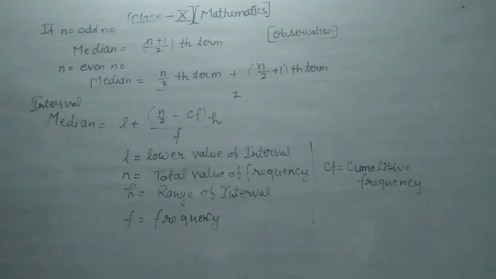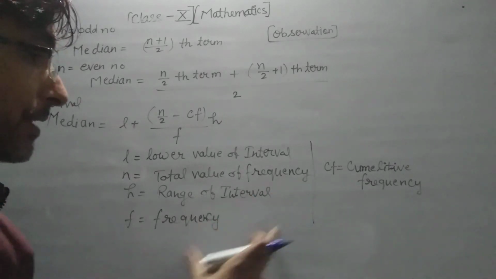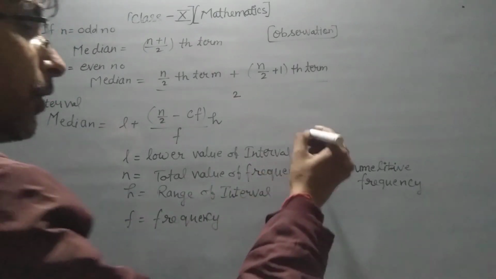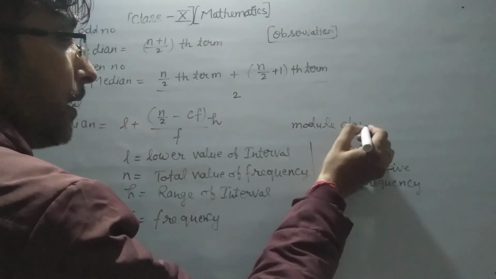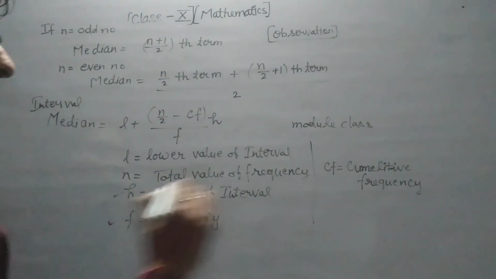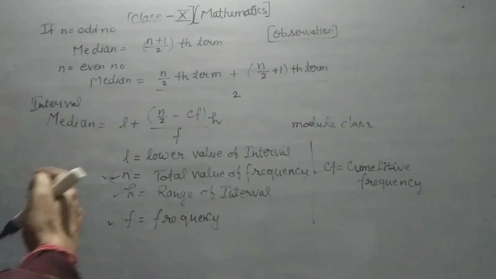Okay, this is known as cumulative frequency, and this is known as frequency only, and that frequency is found with the help of the modal class. With the help of the modal class you have to find these things, and these things help to find the modal class. Do you understand? This total value of frequency helps to find the modal class, and then after you have to put the value here, and then you have to find the median.